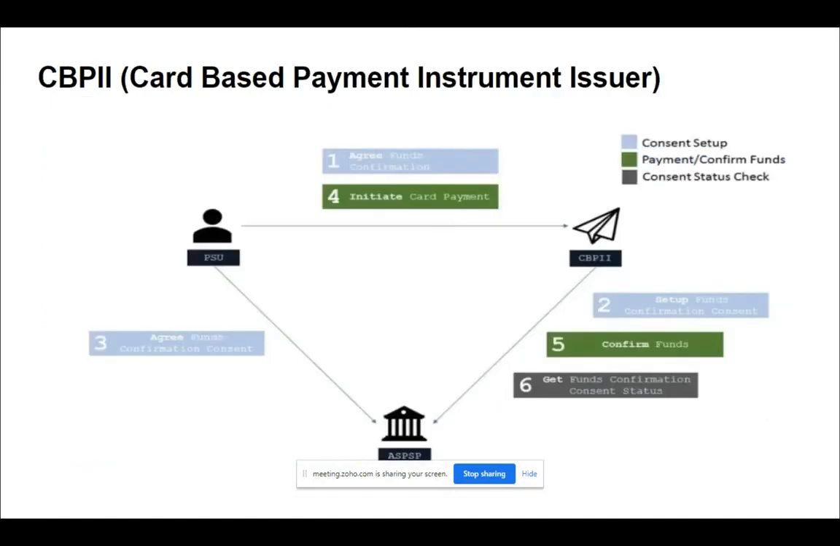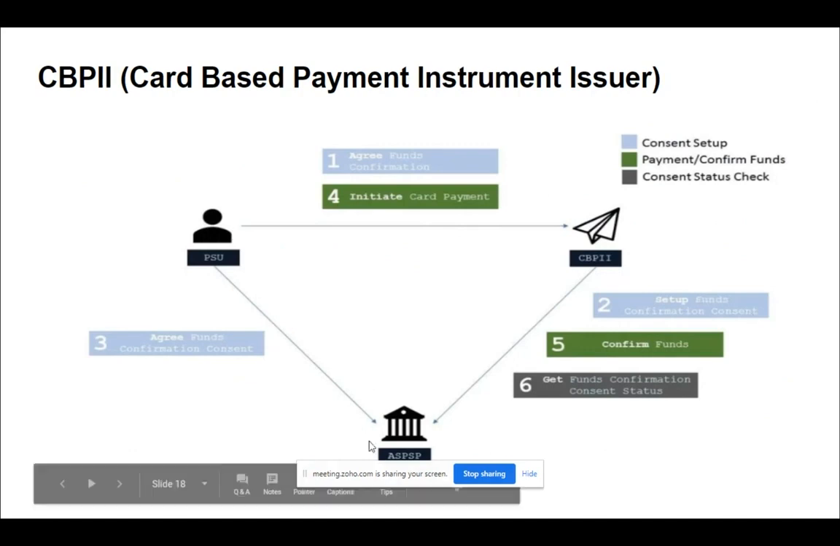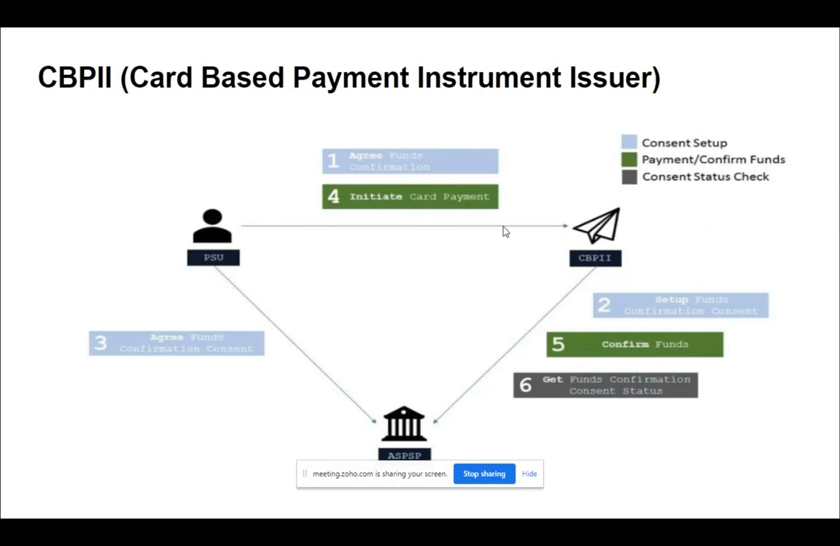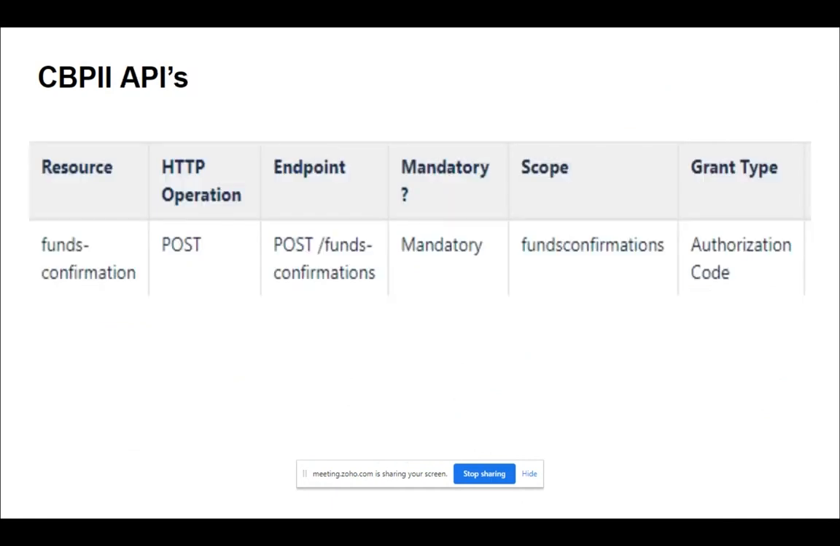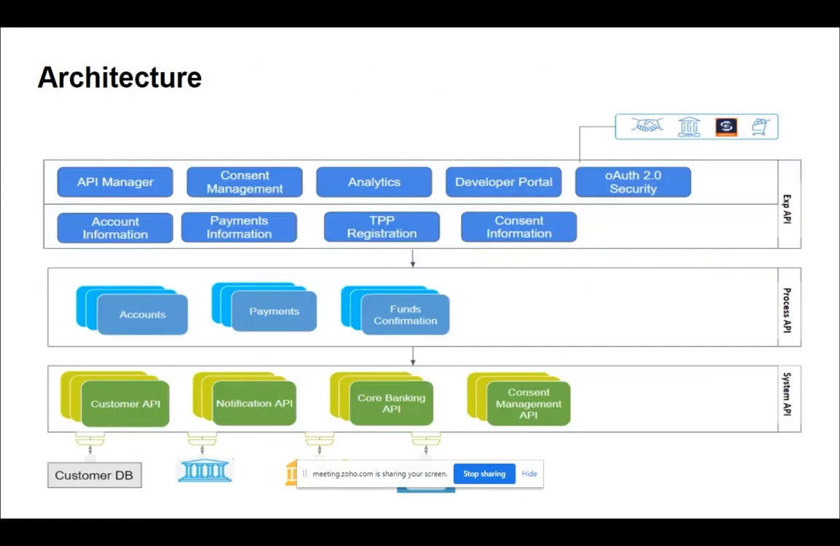Then CBPII. That is basically a fund confirmation API, where the PSU, the customer, will agree to fund confirmation. The CBPII, or third party, will create a consent for him. The PSU will authorize the consent. Once the consent has been authorized, it will initiate the payment, which we have already seen in PISP. It's a similar flow. There is a single API in the CBPII API, that is the fund confirmation.